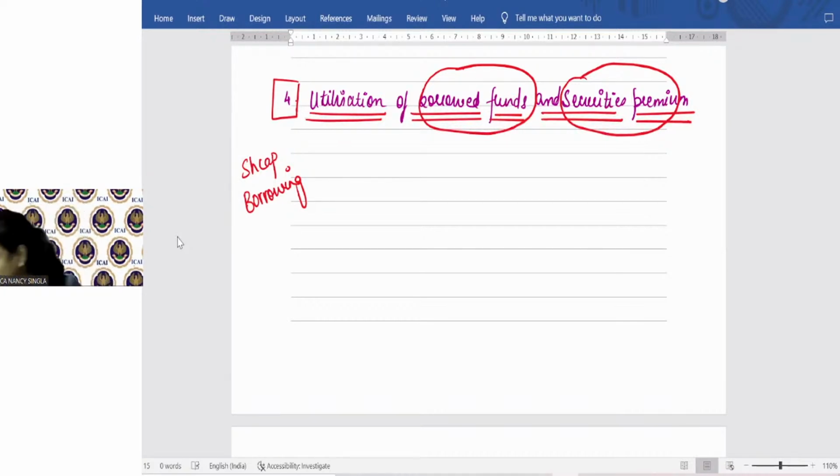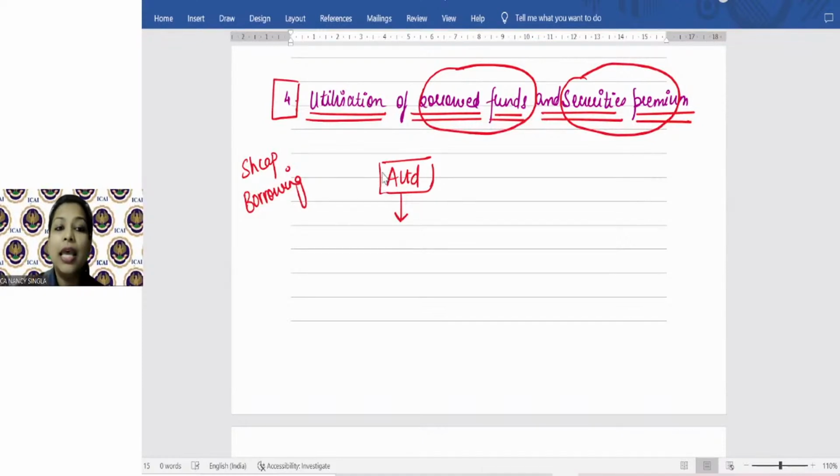Now the next point, utilization of borrowed funds and securities premium. Okay? So let's say A Limited is my client. First let us understand once what is in this point, then we will go through what is written in the module. So now, if A Limited has funds, maybe these are borrowed funds or securities premium, or, as you will see in the explanation, any other kind of fund.